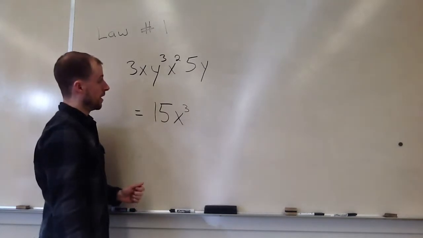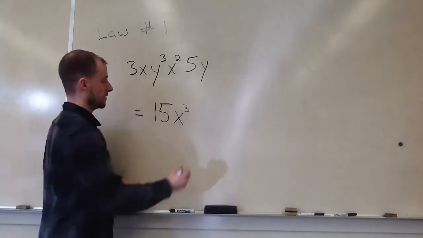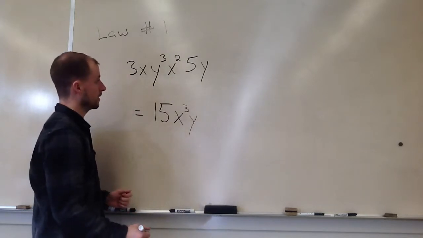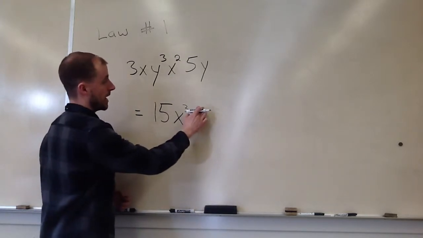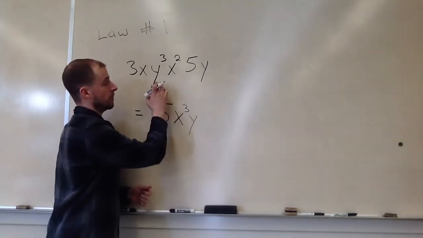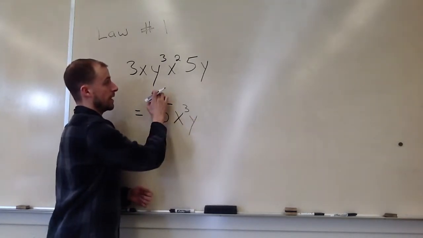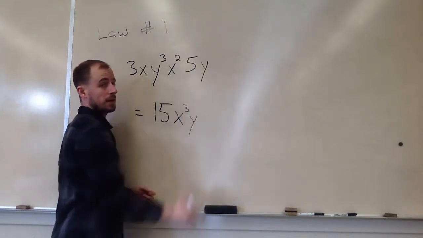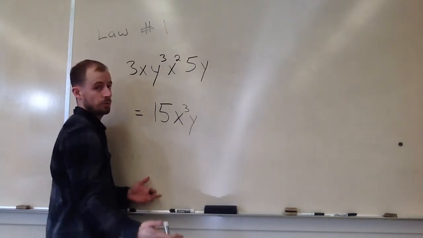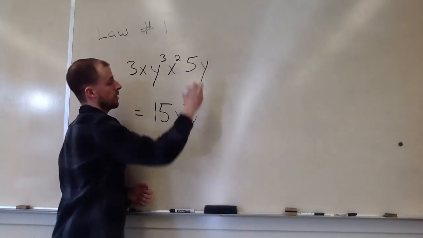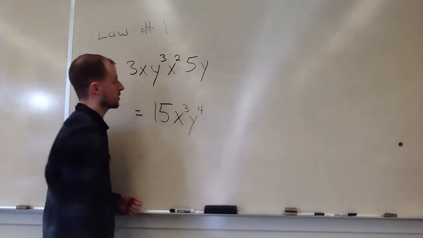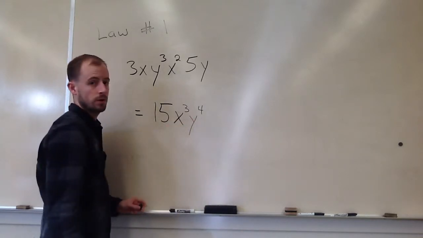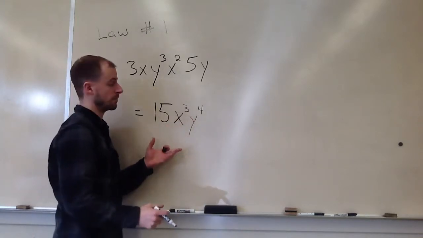All right, and then I move on. I've also got y's, so I'm going to have a y in my answer. To figure out this exponent, I have to add again. So I look at all my bases that are y's and add the exponent. So it's going to be 3 plus, there's no exponent here, so hopefully you're saying it should be 1, and it should be. So 3 plus 1, that's going to be 4. So my final answer is 15, x to the third, y to the fourth. And that's all you need for that type of complicated one.